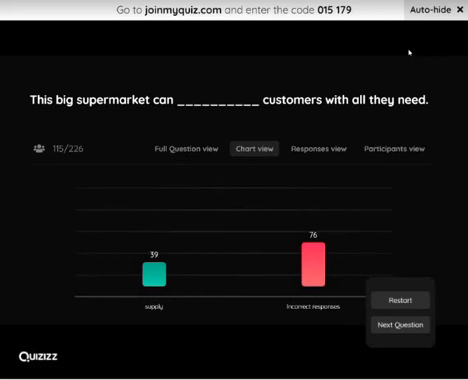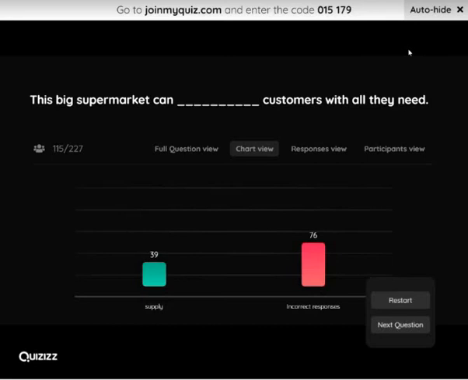So the correct answer is supply. Now, another word that has almost the same meaning is provide. So you can also write provide. If you wrote provide, but unfortunately it's not one of the vocabulary that we have in this lesson, then that is also correct. So this big supermarket can provide customers with all they need, that is correct.